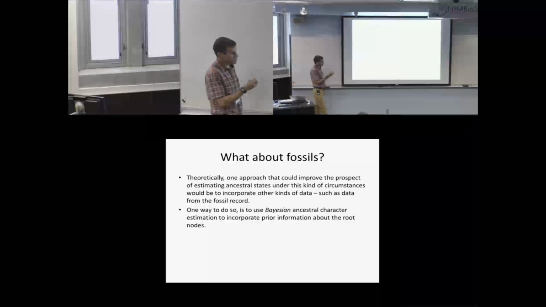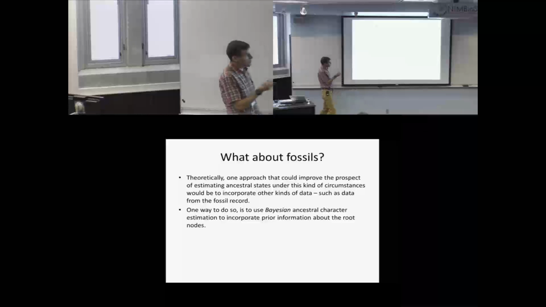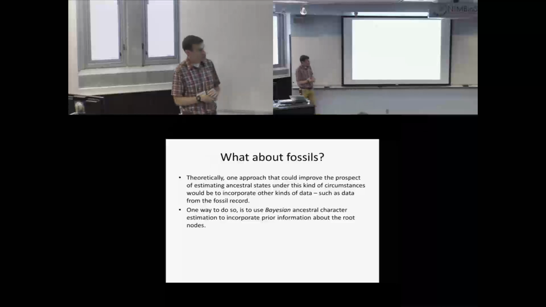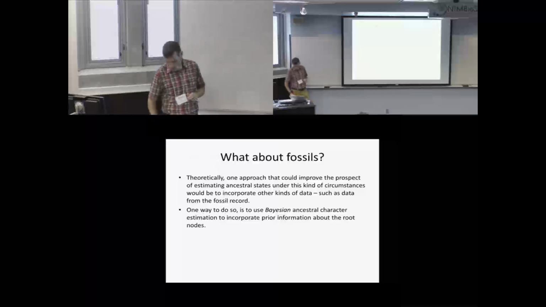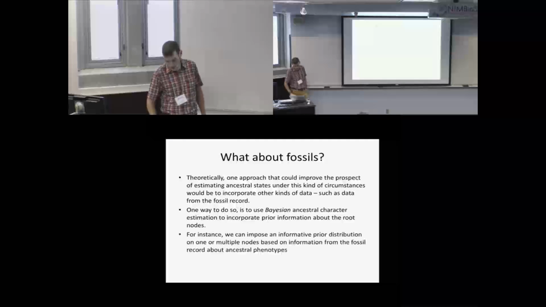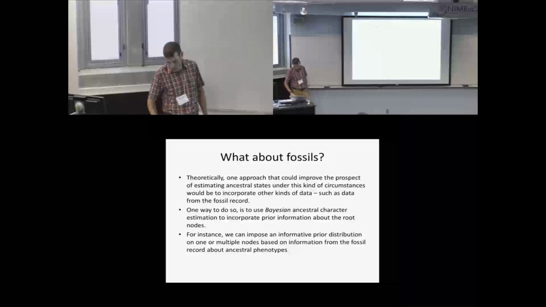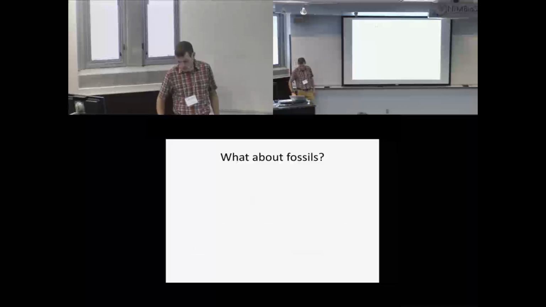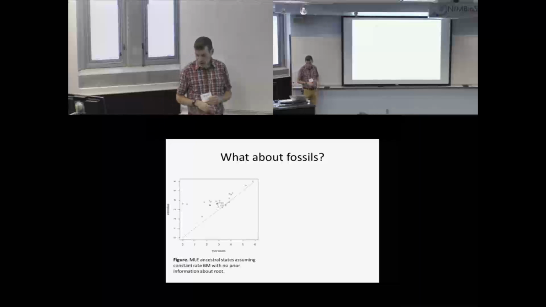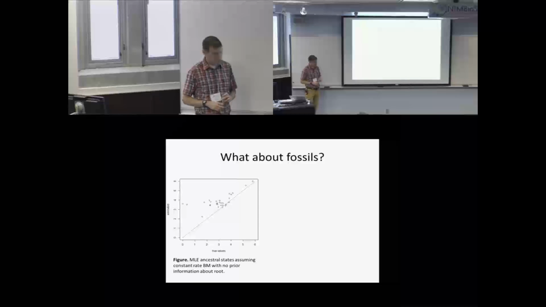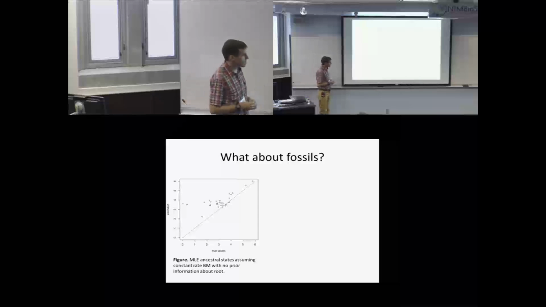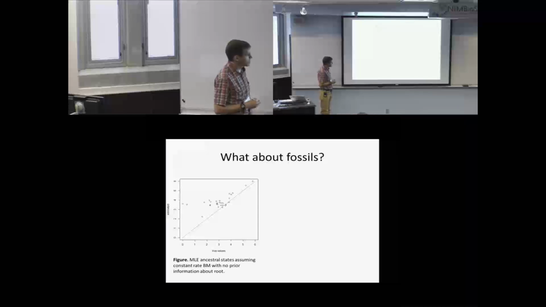So we can use Bayesian ancestral character estimation and include the fossil as a strong prior, or an informative prior, on the state of an ancestral node. Or we could include that prior information across multiple nodes or multiple fossils. And so here is just one instantiation of this particular practice.